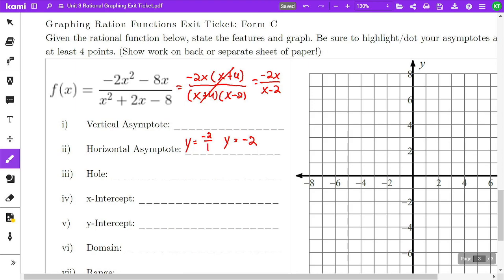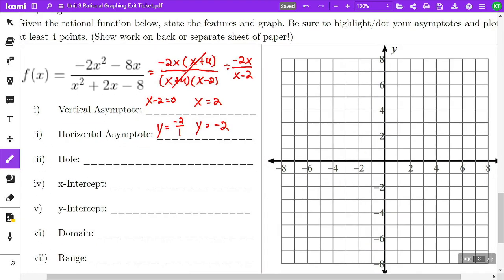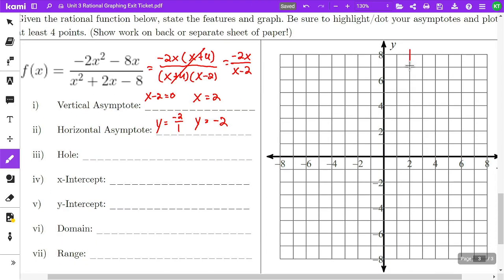And to get my vertical asymptote, I'm going to set my denominator equal to 0. So x minus 2 equals 0. I will get x equals 2. And I'm going to go ahead and draw those two lines here as dashed lines. So at x equals 2, one dashed line here, my vertical asymptote, and then at y equals -2 for my horizontal asymptote.